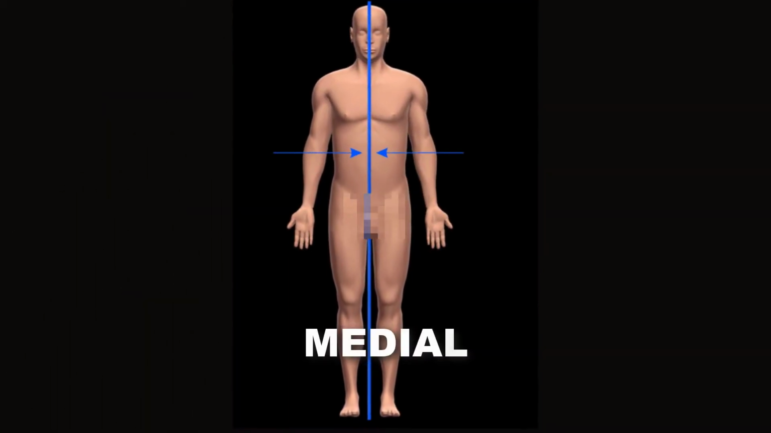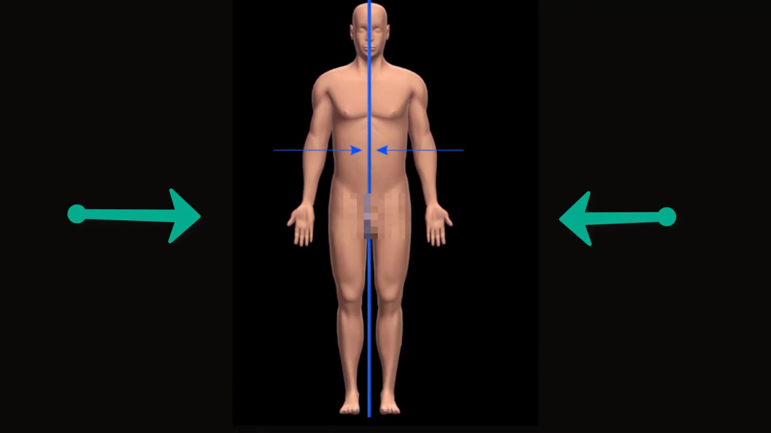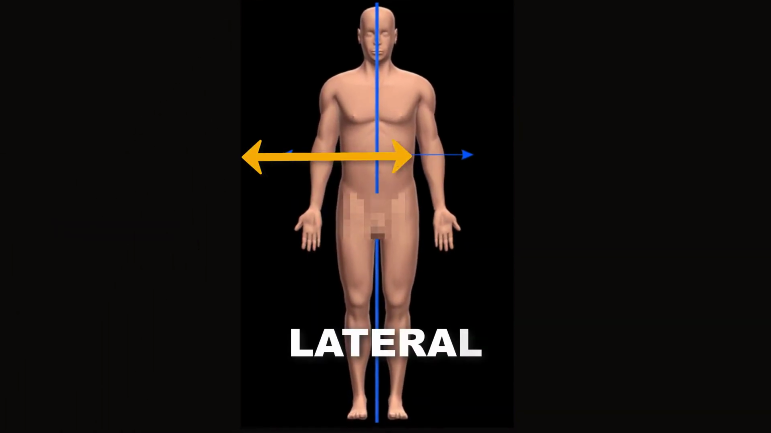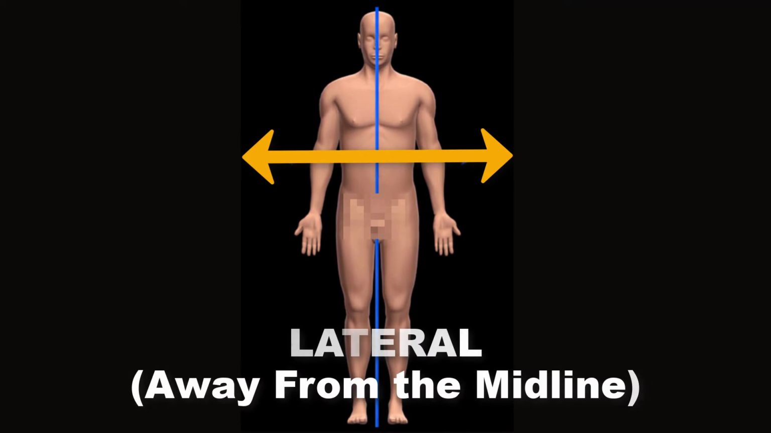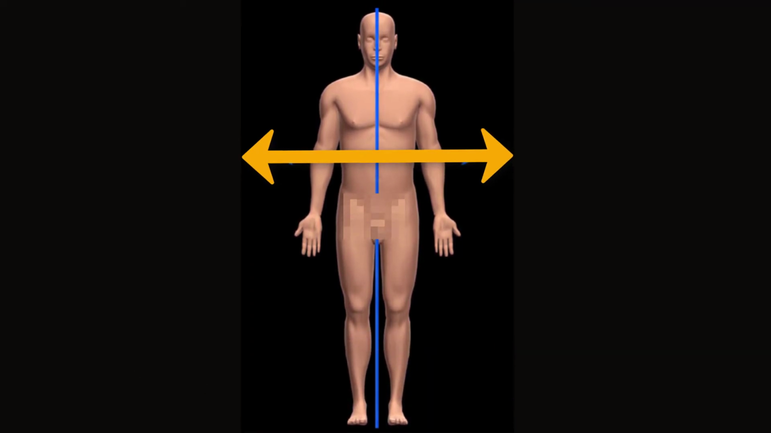Medial means toward or at the midline of the body, such as in, the heart is medial to the lungs. Lateral means away from the midline of the body on the outer sides. For example, the thumb is lateral to the pinky.